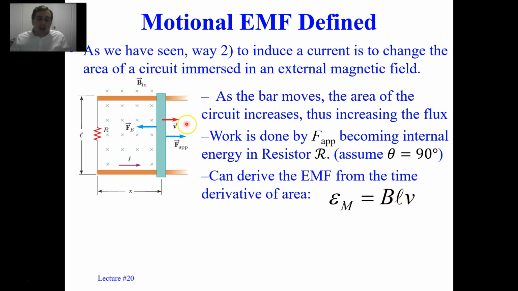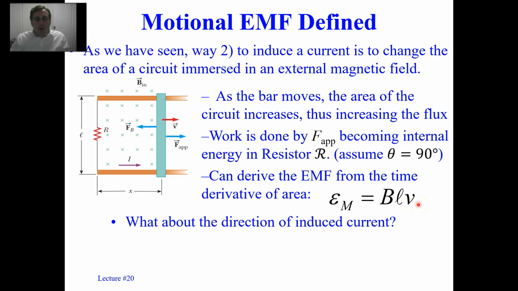And even if this velocity is not constant, at the moment you know the velocity, you know the motional EMF at that moment. So notice this is a voltage coming from taking a magnetic field strength, multiplying by the length of a bar, multiplying by the velocity that the bar is moving. What about the direction of the induced current?